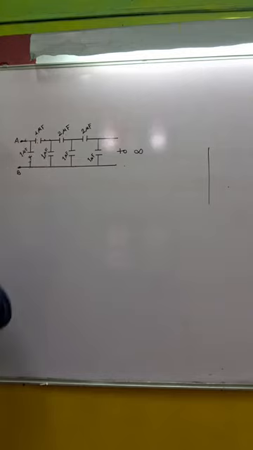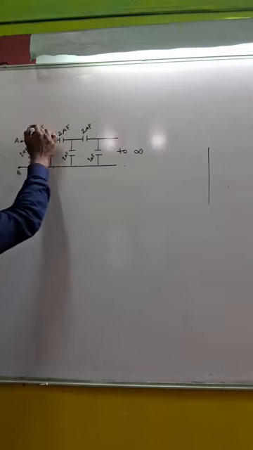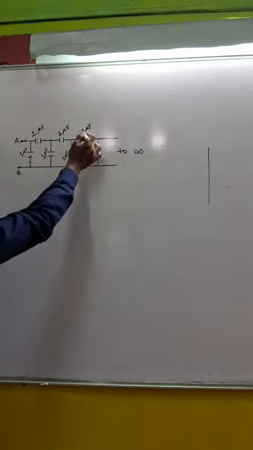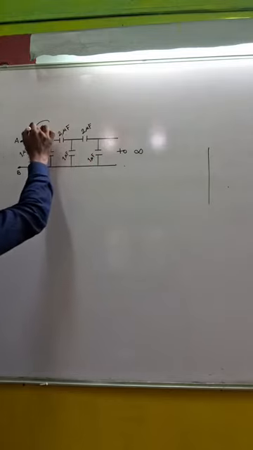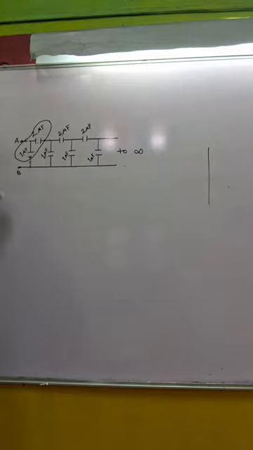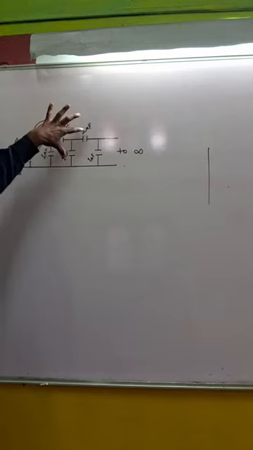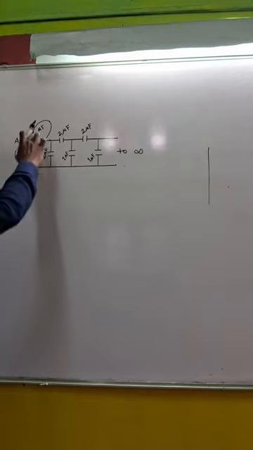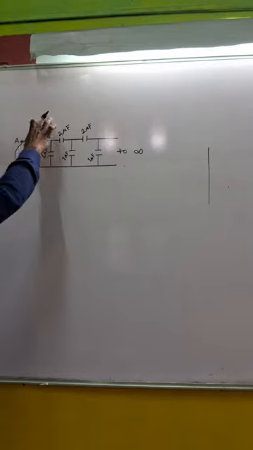Between A and B, you are to find out the equivalent capacitance. See, it is 2 microfarad, 1 microfarad, 2 microfarad, 1, 2, 1. So we have got a pattern here. This pattern, or you can say this unit, is repeated an infinite number of times.